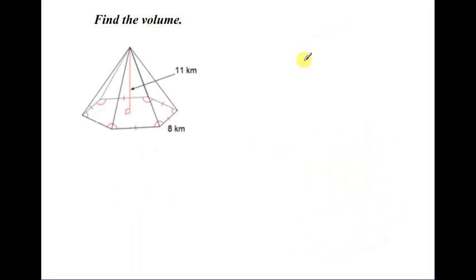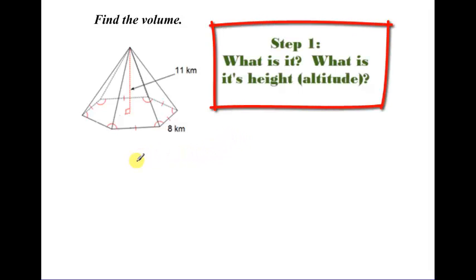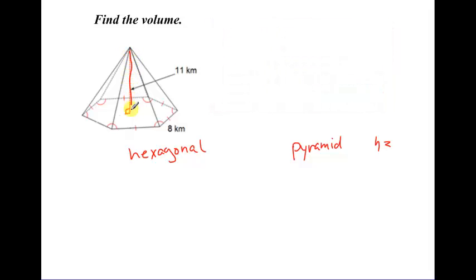Okay, let's walk through those steps another time here. Now this time, as we identify it, it looks like it's got a hexagon base. So it's a hexagonal pyramid. And take a look, what is the height of our pyramid in this case? Straight through the center, straight through the pyramid, 11 kilometers. This thing's huge too. Who is coming up with these examples?